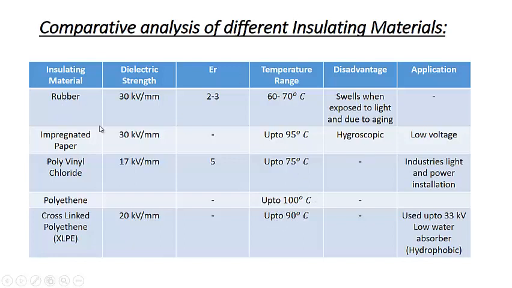The disadvantage of rubber is that it swells when exposed to light, and also due to aging, which restricts its use. Usually it is not used as an insulating material nowadays. Nowadays, cross-linked polyethylene or polyvinyl chloride are mostly used. Impregnated paper is also used. It is usually used in low voltage, polyvinyl chloride in industries for light and power installation, and cross-linked polyethylene is used for up to 33 kV, because of its low water absorption. It is hydrophobic in nature. So this is the advantage of cross-linked polyethylene.